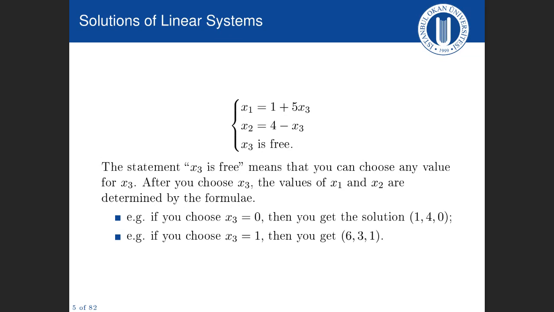So, for example, if we chose x3 is equal to 0, then we would get the solution 1, 4, 0. x1 is 1, x2 is 4, and x3 is 0. Or we could choose a different number for x3. We might choose x3 is equal to 1, say. And then using the formulae, x1 must be 6, x2 must be 3, and x3 is 1.